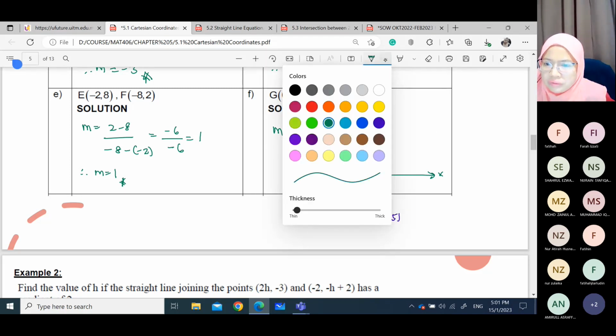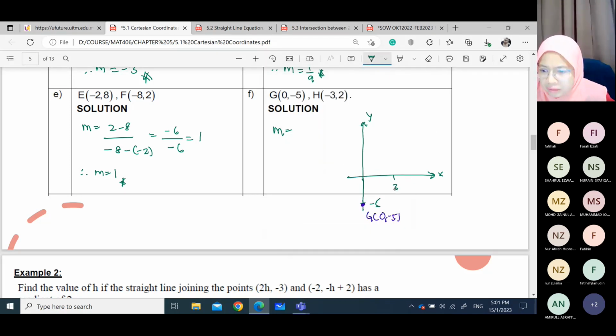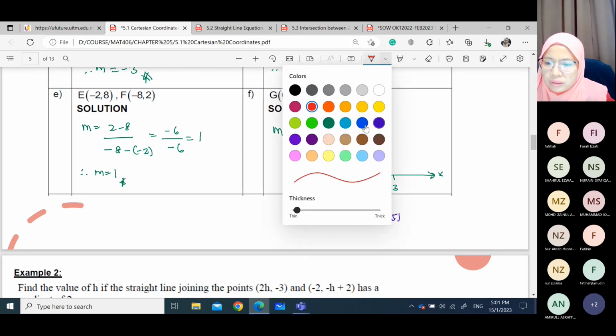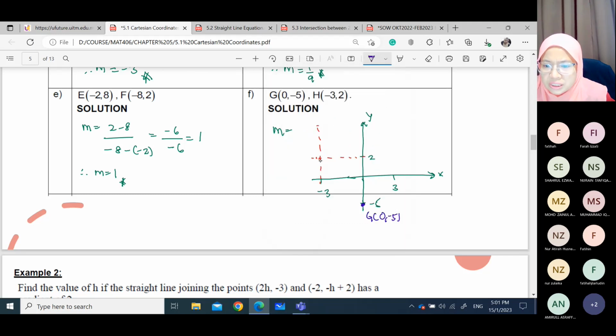Let's say here is negative 3. Negative 3. So let's say here negative 3, and Y is 2. So Y2 is here. Alright, so the point is at here. X is negative 3, Y is 2. Okay, so here is the point. Point H is at here. Okay, so G is 0, negative 5.